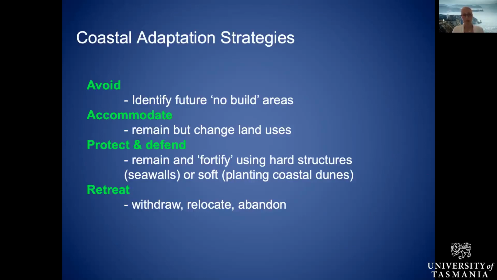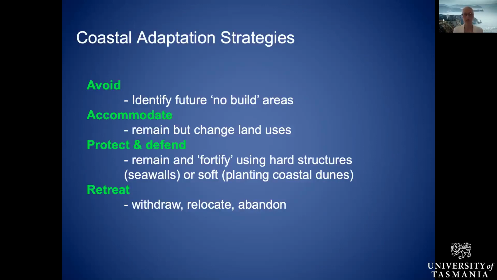The prevailing approach in Australia so far has been to protect and defend: to build seawalls, to sandbag, to fortify our coastlines as much as possible, or to do replenishment of sand and revegetation of our coastal dunes. This is in recognition of the fact that there's a huge amount of infrastructure already in place and we can't just let it fall into the ocean. The most radical strategy that we might start to consider in the future is retreat, where we recognize that there are some properties and some places that simply can no longer be defended, and we have to think about absolutely withdrawing from those areas, abandoning or relocating properties. So those are the 4 options.